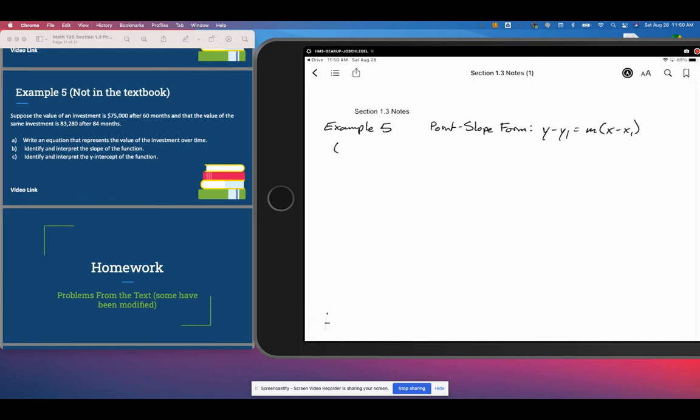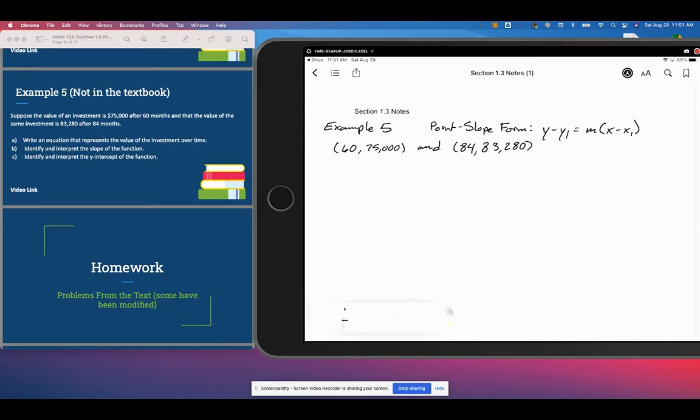We've got x is always going to be time. So we've got 60, and time is always the x value. So our x value here is going to be 60, and 75,000 is going to be our y value. And 84 months, and again, everyone, x is always time. So any instance where you have a word problem where it's talking about time, that's going to be your x value. We've got 83,280 after 84 months.